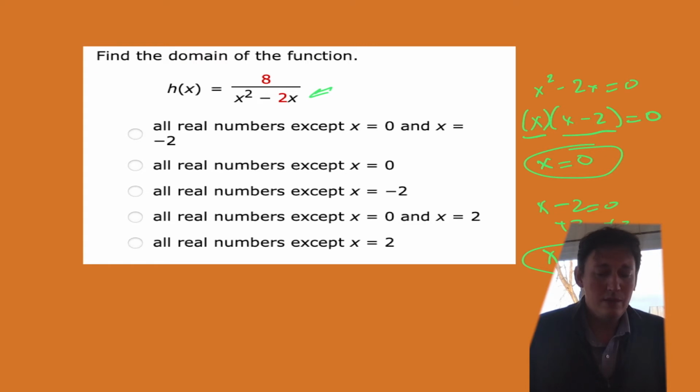And just to prove it to you, 0 squared minus 2 times 0 is obviously 0, so 8 over 0 doesn't exist. If you plug in 2, you have 2 squared, which is 4, minus 2 times 2, which is 4 again. Therefore, 4 minus 4 is 0, and the denominator cannot equal 0. So, all real numbers except for 0 and negative 2, that is not correct. All real numbers except for 0, that's partially correct. All real numbers except for negative 2, that is not correct. All real numbers except for 0 and 2, yes. And all real numbers except for x equals 2, that is also not correct. So this is our answer.